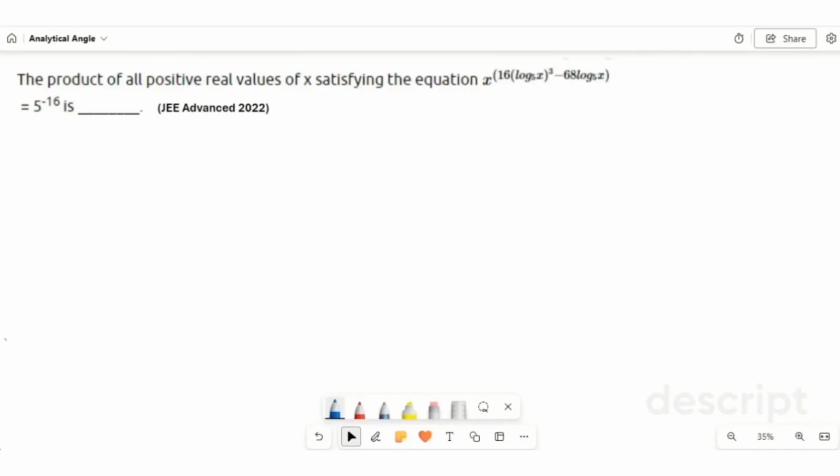Hello everyone, welcome back to another video of Analytical Angle, and today we are going to discuss questions on log identities. So today is going to be a very amazing session on logarithms, and we will do some really interesting and tough log questions.